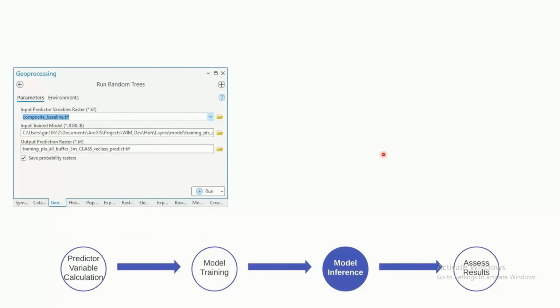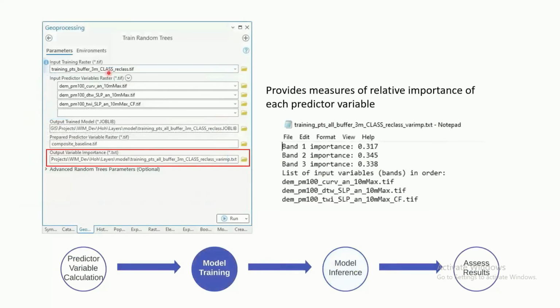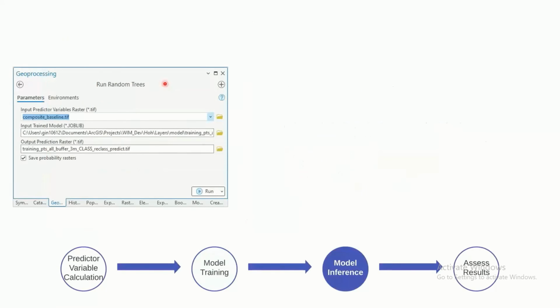Now that we have our trained model, we can use that as an input to run random trees. We're going to pass a composite version of these three predictor variables. And we're going to say, apply the rules that you have learned given these inputs to the rest of my area and generate some wetland predictions.